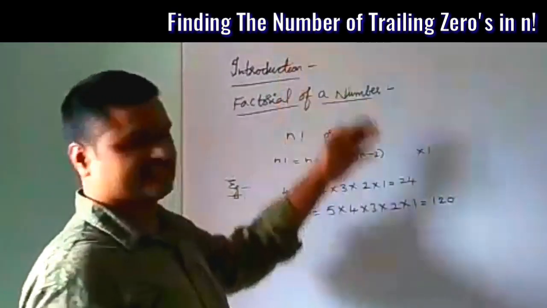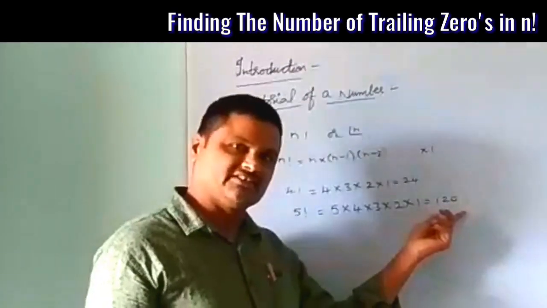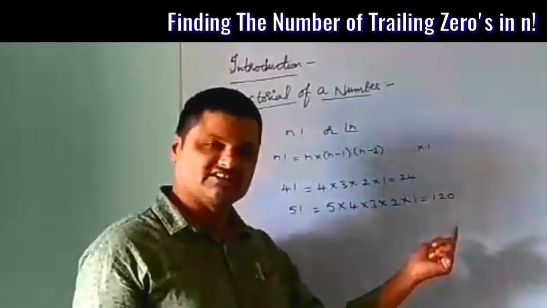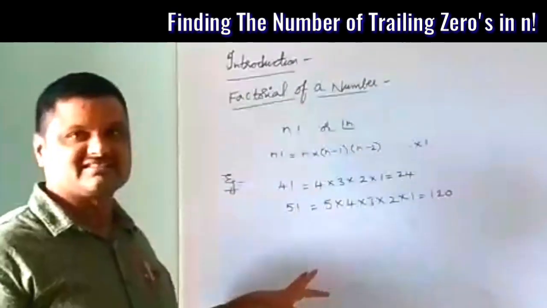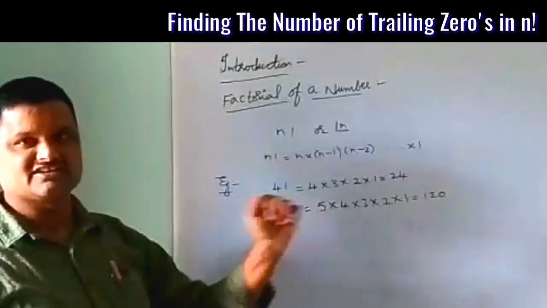Now our topic comes into play. Here we have 120. How many zeros does it contain? Only 1 zero, and that too at the end. So it is said to be the trailing zero for 5 factorial. Therefore it contains 1 zero.